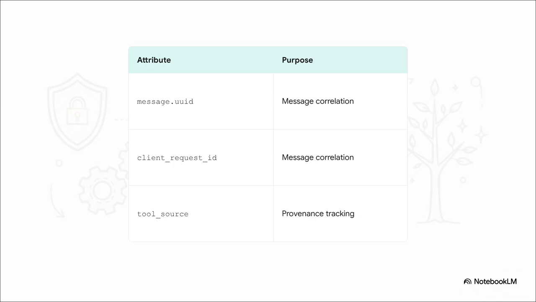Also, to give you even more control, they've added a new environment variable, Claude Code OTel Content Max Length, which lets you configure the 60 kilobyte truncation limit on content attributes.